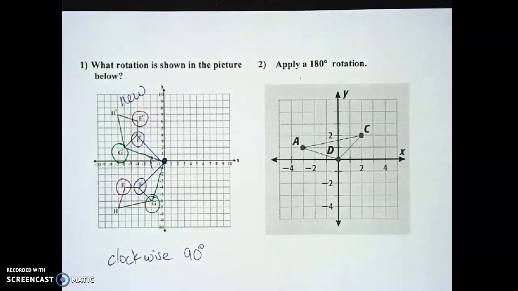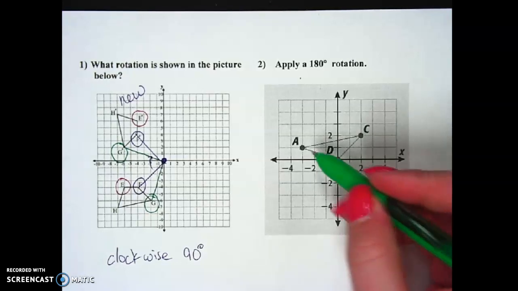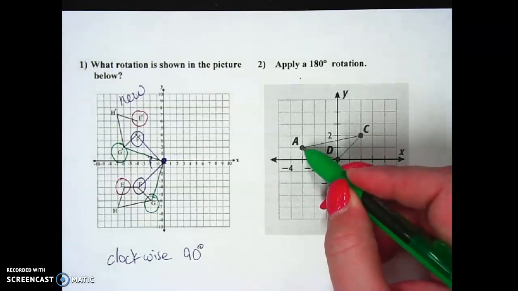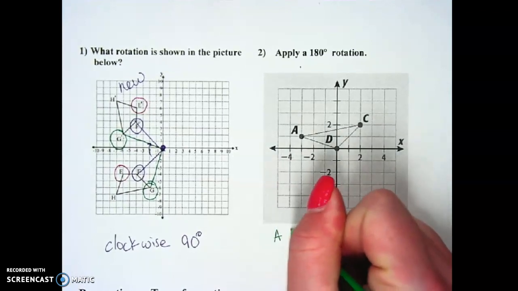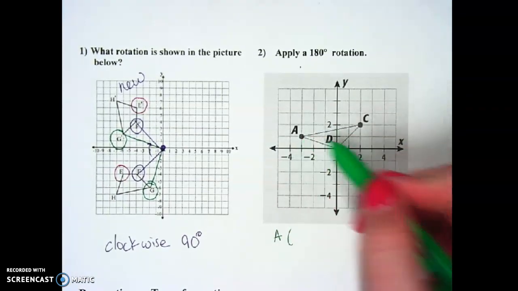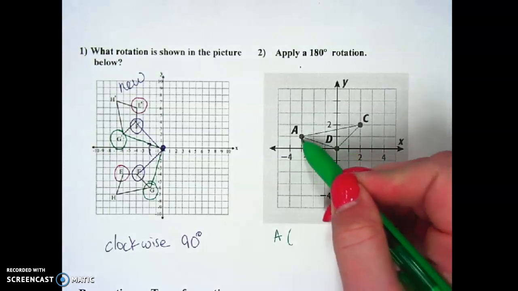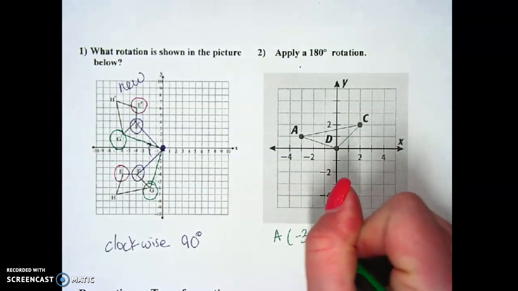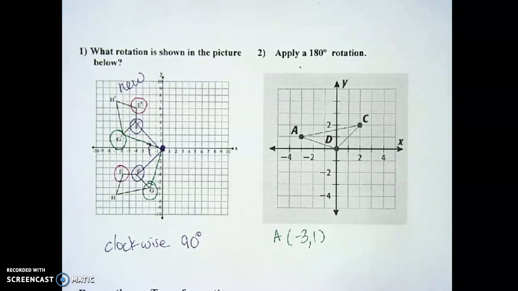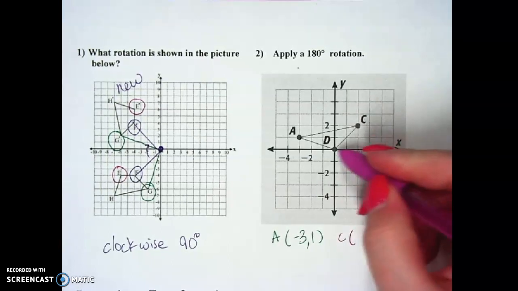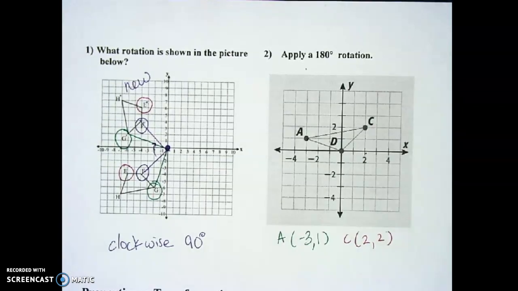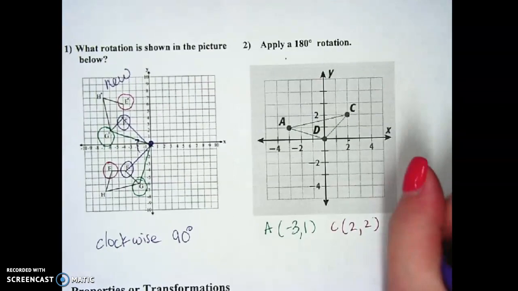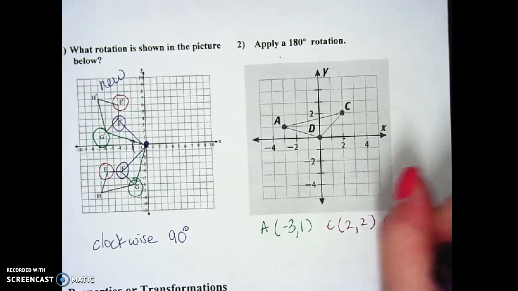All right, and let's try one here on our own. So start to finish. Let's start with how you guys are going to do it today in the activity. We're going to give you some ordered pairs. Just like the last 2 days, I would start with labeling my ordered pairs. So A is at -3, 1. C is at +2, +2. And then D is at 0, 0.